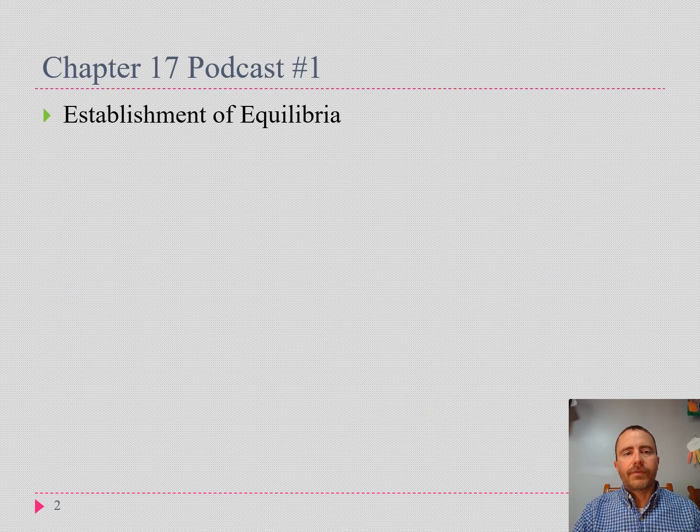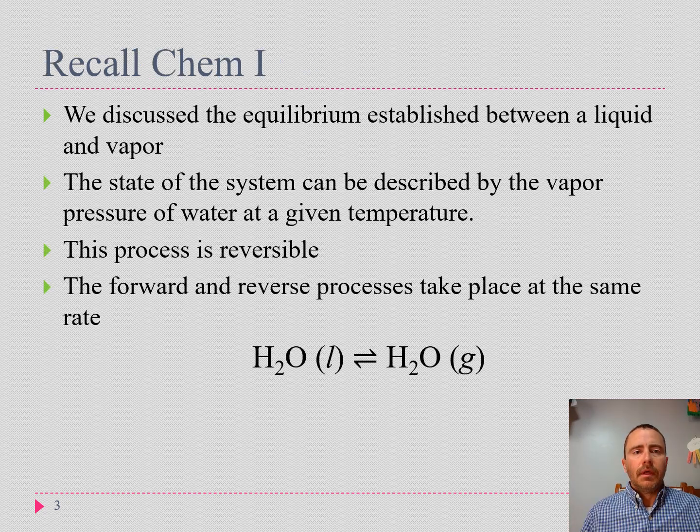All right, our first podcast here in Chapter 17 is going to be the establishment of equilibria. Like, how do we get equilibria, and what do we define as being equilibria? In order for us to begin to think about equilibria, let's take a trip back to Chem 1 material. In there, we probably discussed the equilibria established between a liquid and a vapor.